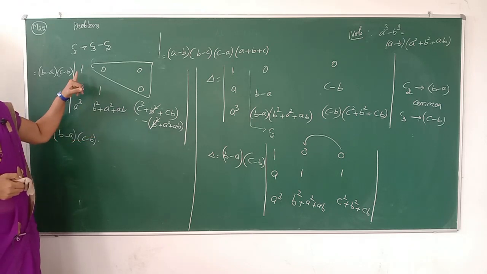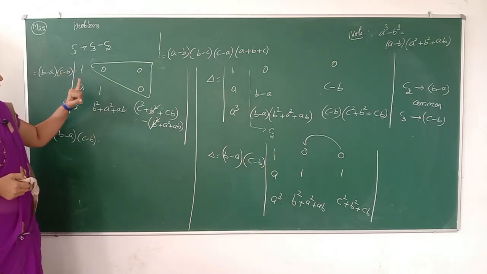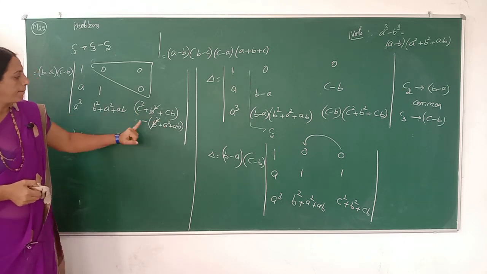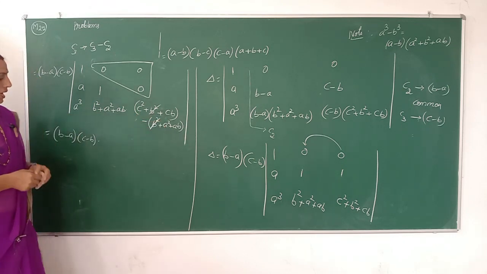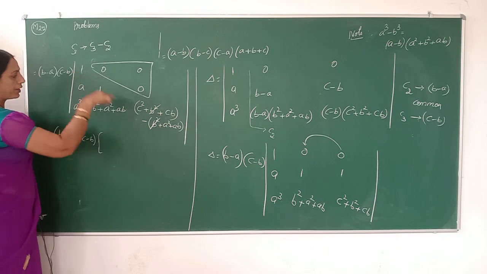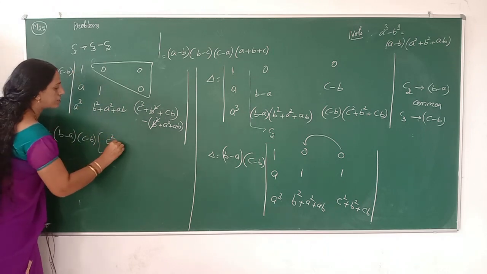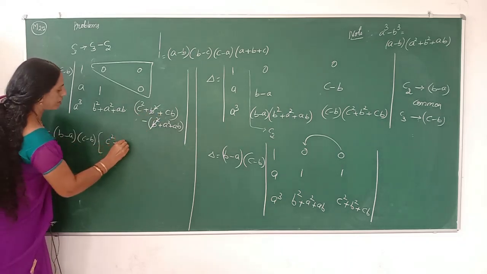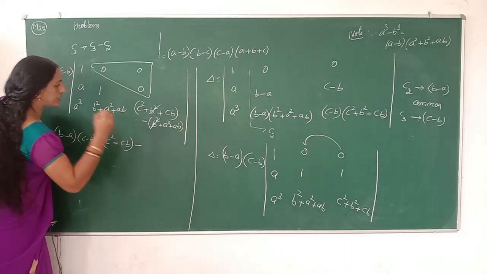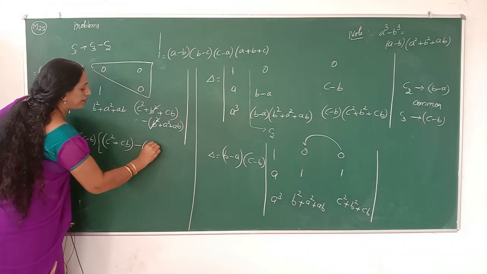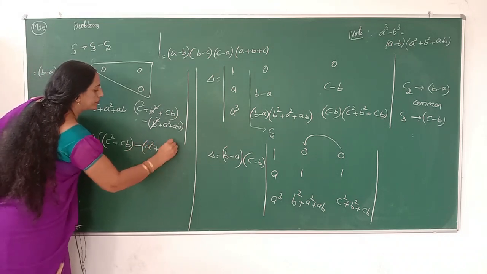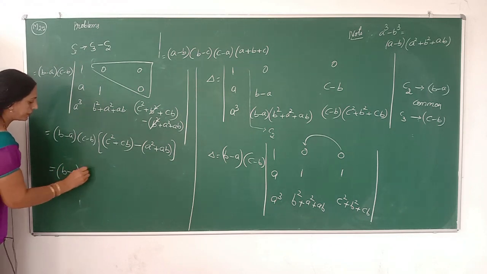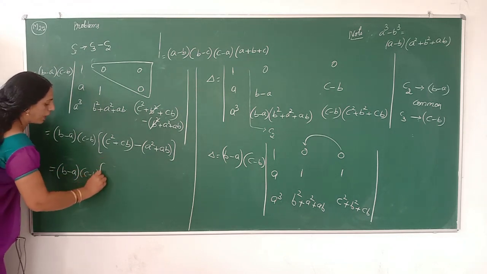Now what are the principal diagonal elements? 1, 1, and c square plus ab minus (a square plus ab). Therefore, the product of the diagonals is c square plus cb minus (a square plus ab). So then we will simplify. The first factor is (b minus a)(c minus b) times the bracket.